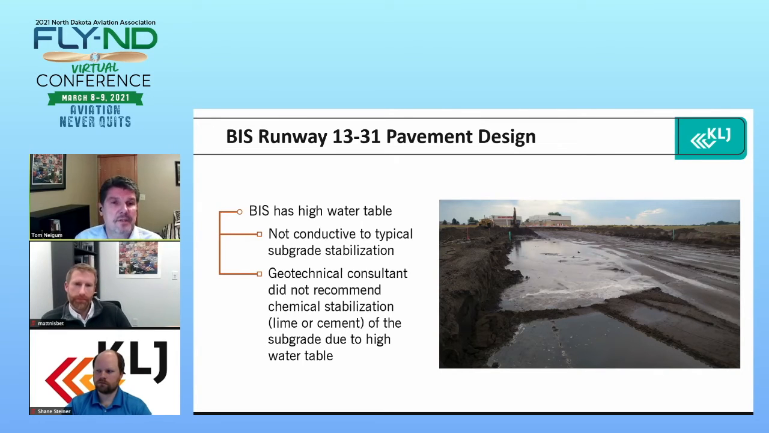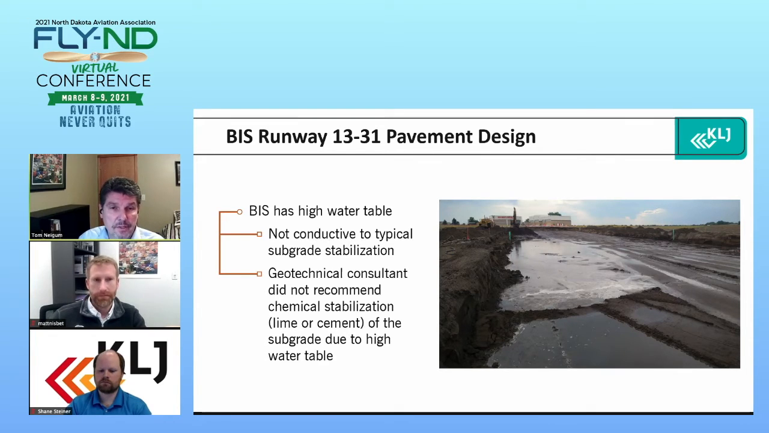We assumed that was going to be the case when we designed the runway. So we had to look at how we were going to do this. Really a typical FAA project, they want that bottom 12 inches of soil to be scarified, moisture conditioned, and recompacted. We had anticipated that was going to be an issue on the Bismarck Airport. So we had to come up with a different way to stabilize the subgrade before we built the pavement section.